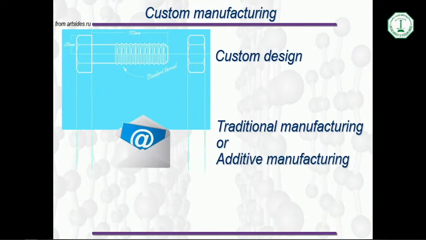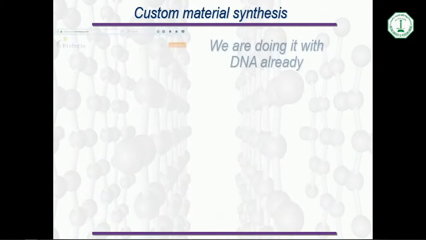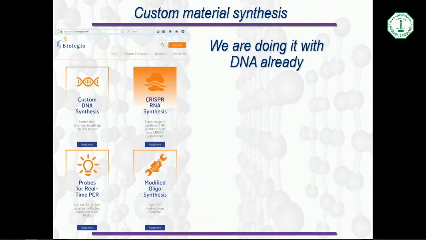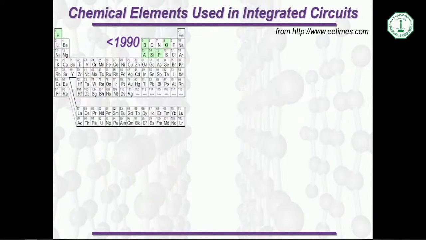The same goes for chemistry. For example, you can order whichever DNA you want. Just type ATG in your email, send it away, and a few days later you get a DNA synthesized for you. Can we do the same for materials in general? Let me just give you an example of why we might desire this.